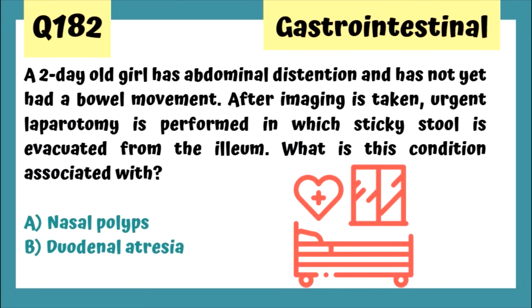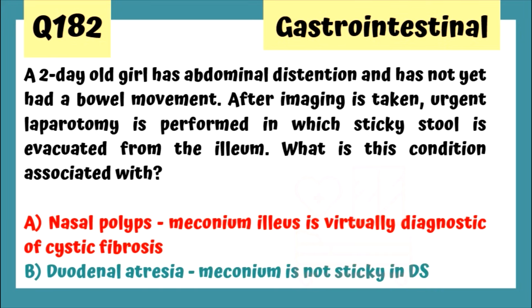Question 182. A 2-day-old girl has abdominal distension and has not yet had a bowel movement. After imaging is taken, urgent laparoscopy is performed in which sticky stool is evacuated from the ileum. A sticky stool equals cystic fibrosis. What is the condition associated with nasal polyps that's seen in cystic fibrosis? Duodenal atresia is more with Down syndrome.